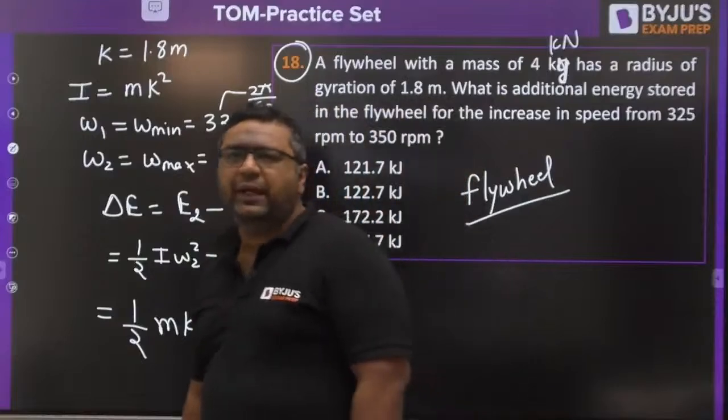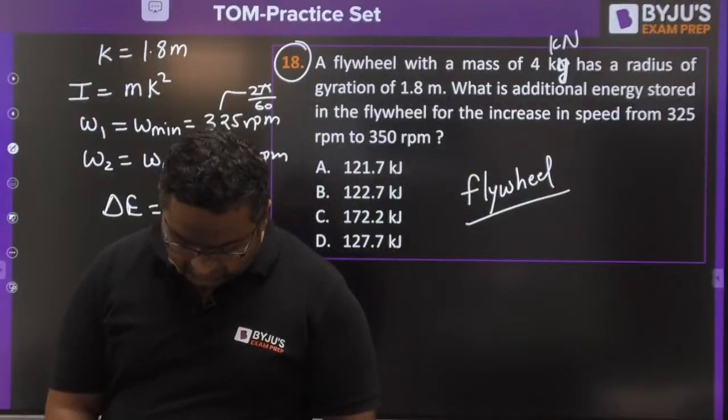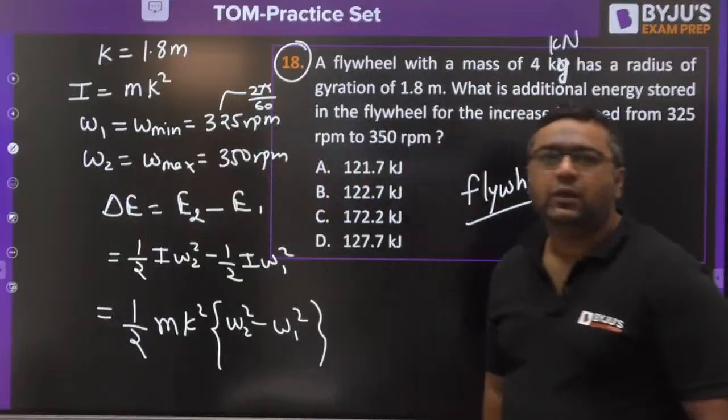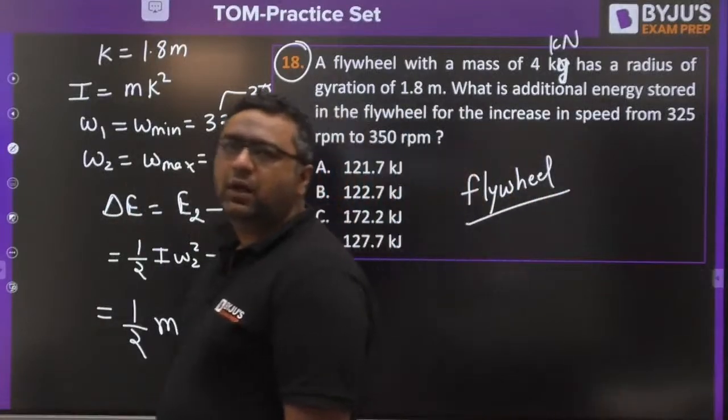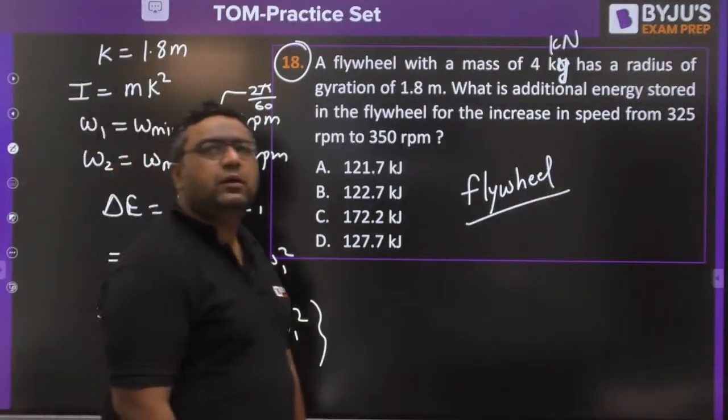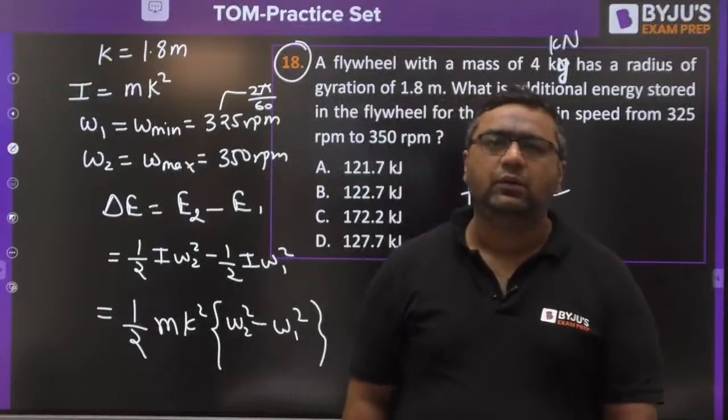Sagnik is saying B. Piyush is saying B. Okay, let us see whether the answer is correct or not. Very good, very good. What about others? Amit, Raman, Bhavya, Abhijit. Yes.